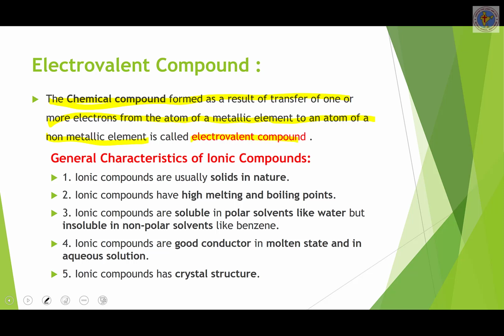Electrovalent compound. So what are the general characteristics of electrovalent compounds or ionic compounds? As we know very well, the other name of electrovalent compounds is ionic compounds. First one, ionic compounds are usually solid in nature. Why, children? Because they have strong electrostatic force of attraction between the particles. Yes. Second, ionic compounds have high melting and boiling points. Why? Because as I just told you, they have strong electrostatic force of attraction, hence they have high melting and high boiling points.